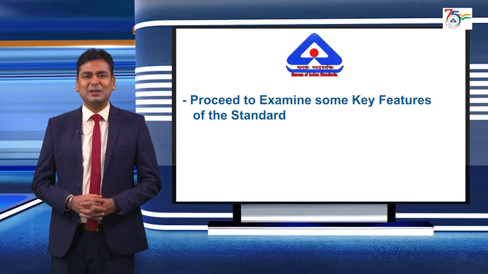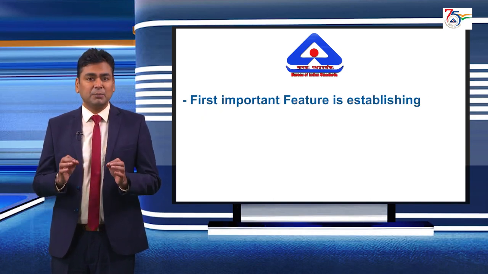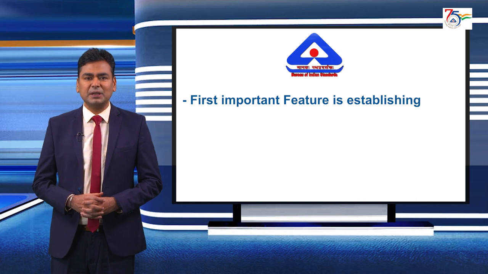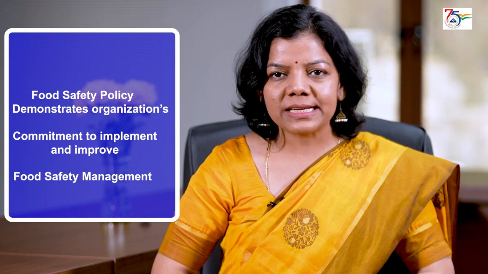Let us now proceed to examine some key features of the standard. And the first most important feature is establishing the food safety policy of the organization. The food safety policy demonstrates the organization's commitment to implement and improve food safety management in a consistent manner while adhering to all applicable statutory and regulatory obligations. It is a document shared with the interested parties, communicated within the organization, reviewed and updated periodically.